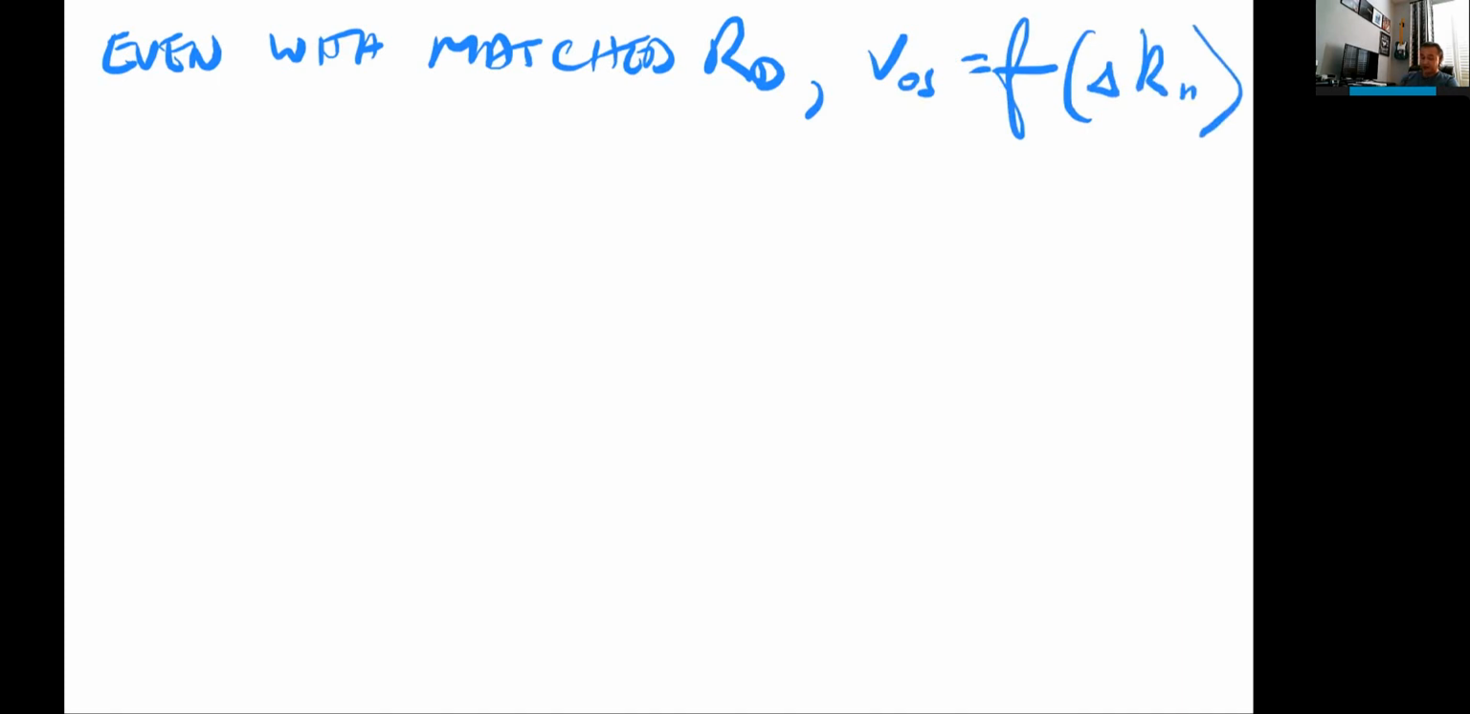So we do the same thing. We say, what is the offset value, the value to nullify the offset? So the offset now, we're going to take it as the value to nullify the offset, to make the currents the same.